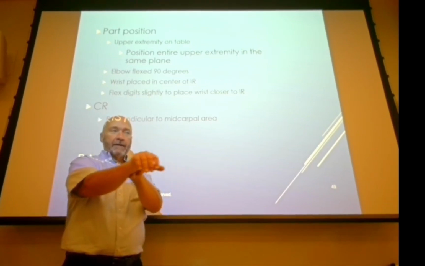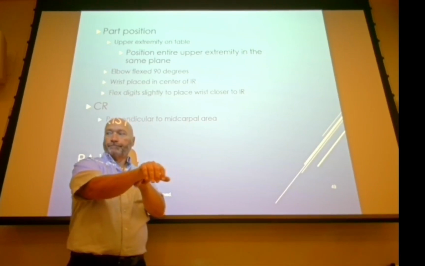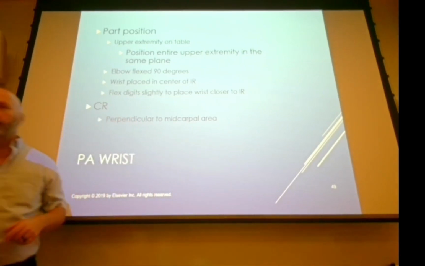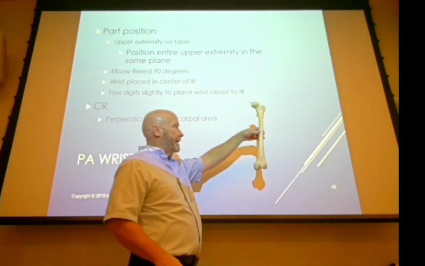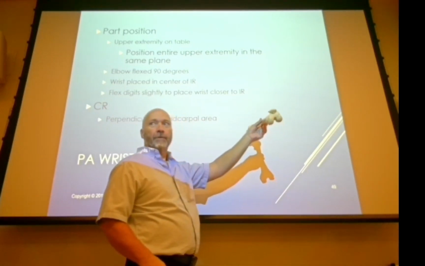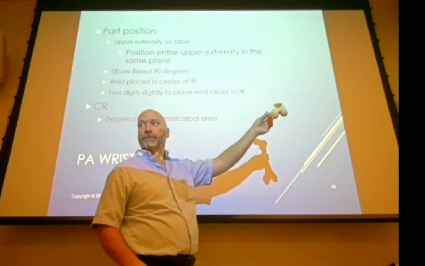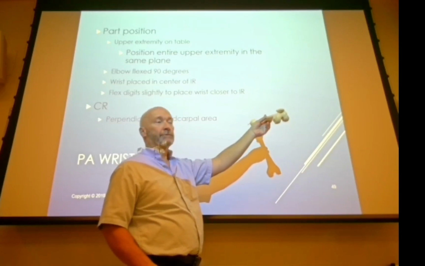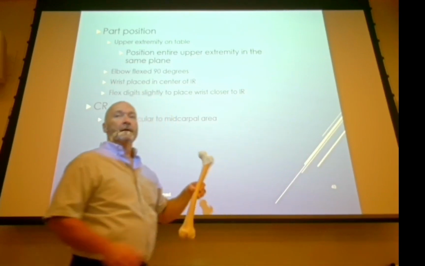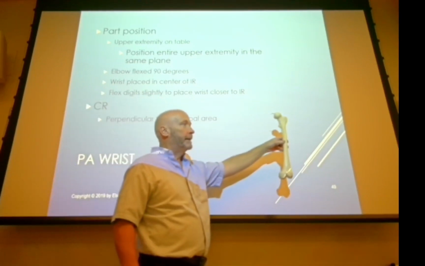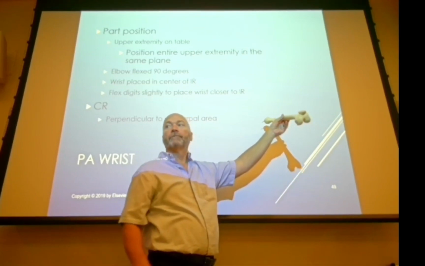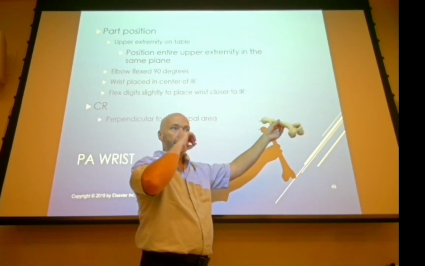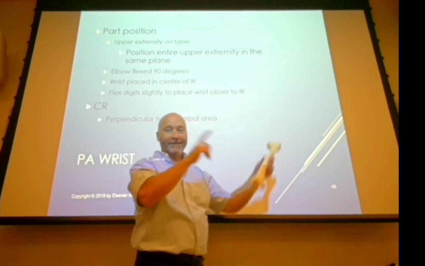So if it's at an angle, we've got distortion. Distortion is misrepresentation of the anatomy. Good representation of the anatomy, not good representation of the anatomy. That's what we refer to as foreshortening. Anytime we have anatomy at an angle to the image receptor, then we have foreshortening.